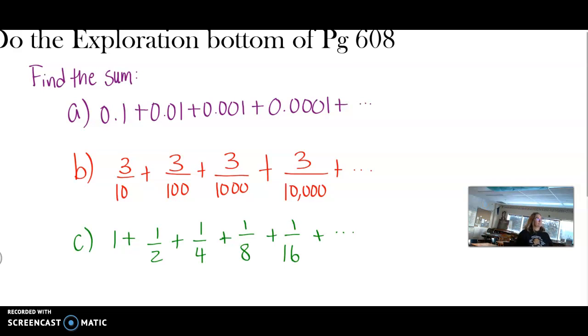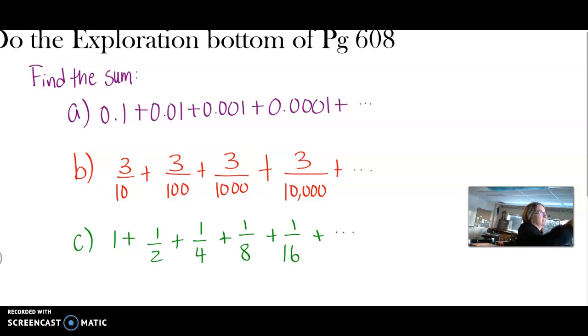So let's take a look at some series. In example A, you have 0.1 plus 0.01 plus 0.001 plus 0.0001, and so on. Multiplying by a tenth each time is what's happening. What's going to happen to this partial sum? Is it going to start converging to a single number, or is it diverging and just getting bigger and bigger, or not going towards a specific number?